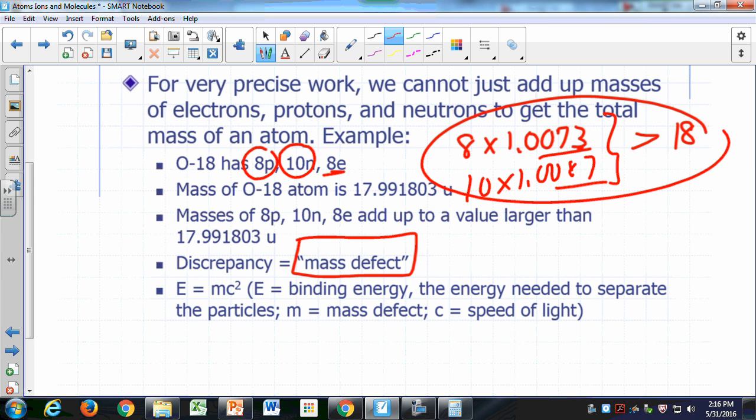The formula for that is given by Einstein's famous equation, E equals mc squared. So m is the mass defect in this case, and c is the speed of light. If you multiply the mass by the square of the speed of light, you get what's called the binding energy. That's the energy you need to separate the particles from each other.